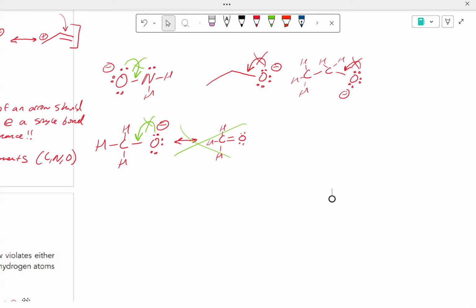Now, you can recognize this with one simple rule. Don't move electrons towards sp3 hybridized atoms because they can't accommodate any more. They have a full octet.